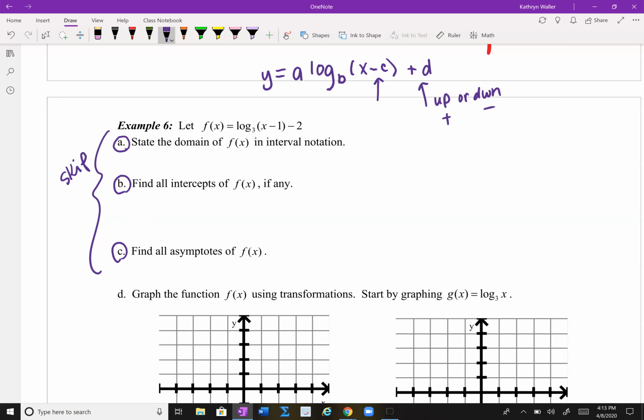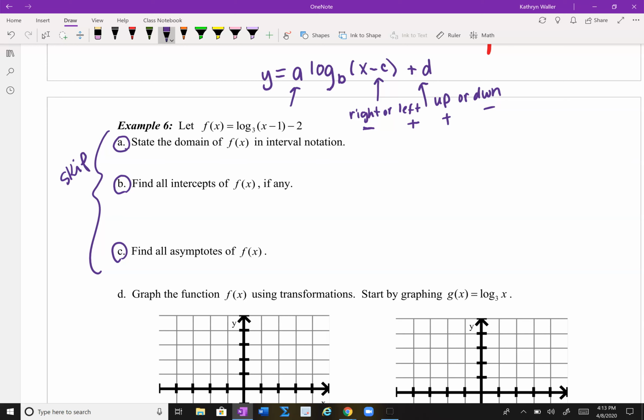If there's something inside the x, like that 1 right there, you're either going to go right or left. And remember the phrase, the x lies. So you actually do the opposite of what you think. So if it's a negative, you go to the right. And if it's a positive, you go to the left.